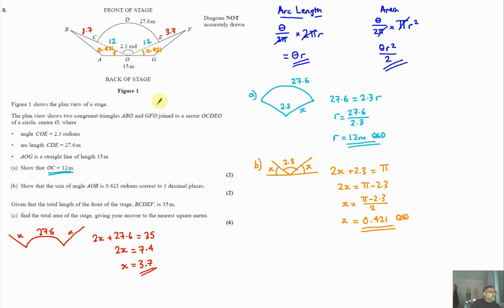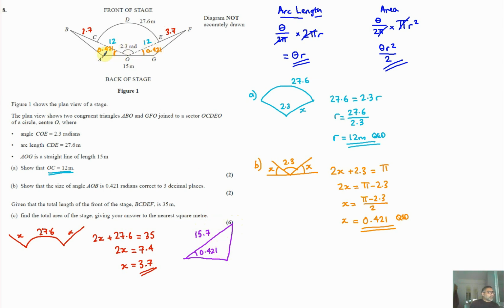We know what the angles are in there. We've now got enough information to work out the area of that entire shape. So we're going to split it up into two main shapes, the area of the sector and the area of the triangle. So let's start with our triangle. We know this angle here is 0.421. And that triangle has a total length of those two combined. So that will be 15.7.